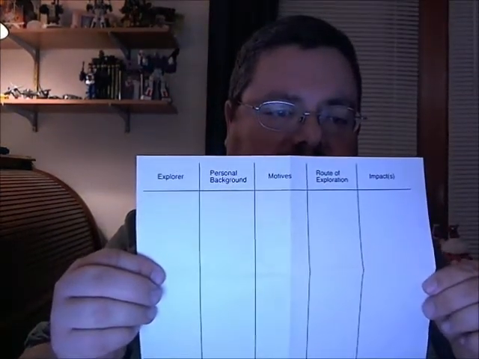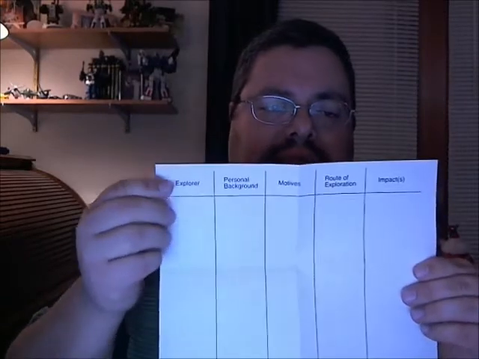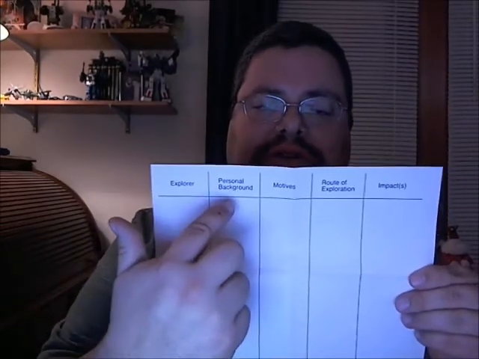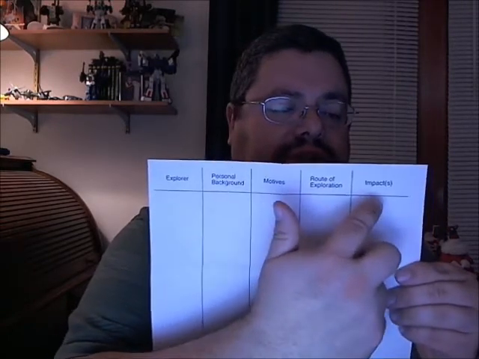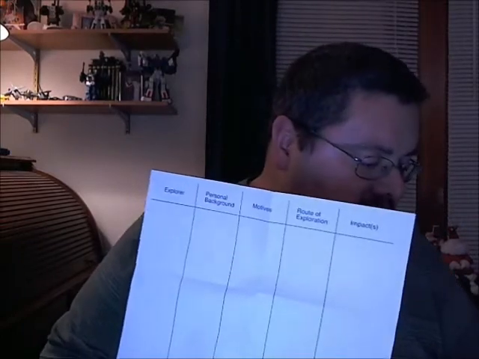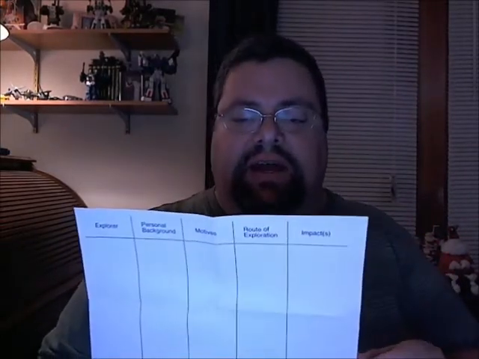All the kids should have this document folded in their packet, where it will have the name of the explorer, their personal background, their motives for exploration, their route of exploration, and the impacts they had. Besides that, we also have a timeline, though like I told the kids, for the test I'm not worried about them memorizing the dates of their exploration, although it's good to know the order in which they explored, and it doesn't hurt to have a feel for that. 1492, though, is a have to. That date you just can't get away without.